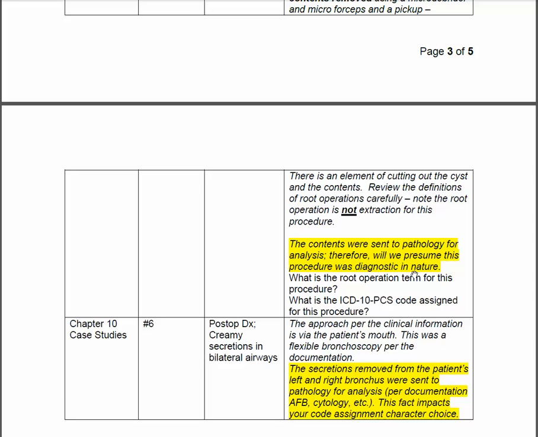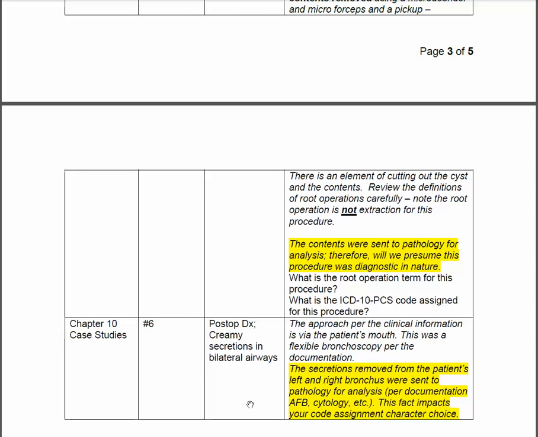Then your last exercise is in Chapter 10. Chapter 10 is focused on respiratory. The exercise is in the case study section of Chapter 10. It's number 6. The patient's coming in for an endoscopy or a bronchoscopy. They used a fiber optic bronchoscope, which went through the oral cavity or the mouth.